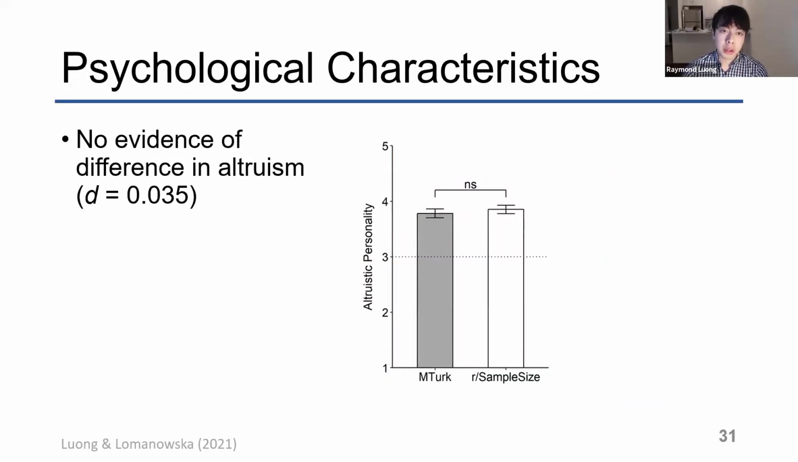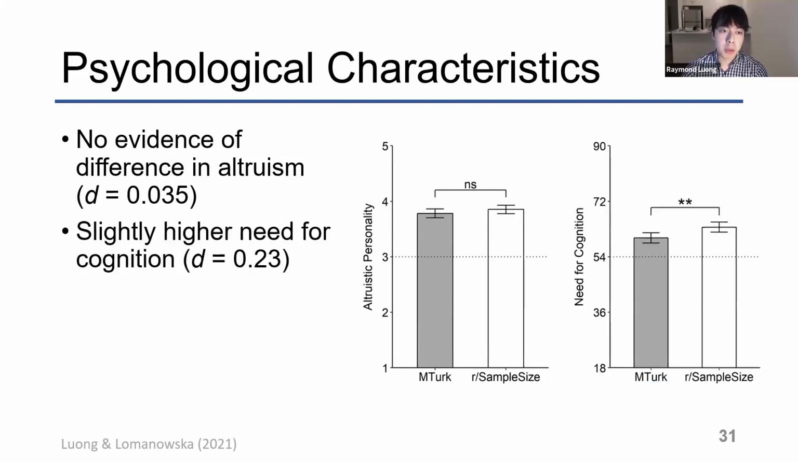And in terms of other characteristics, we found no evidence of differences in altruism, but we found slightly higher need for cognition for Sample Size participants than MTurk workers. So these psychological characteristics are some things to keep in mind when you're collecting data from Sample Size: they actually do have differences compared to MTurk and likely general populations that need to be kept in mind for your specific research questions.